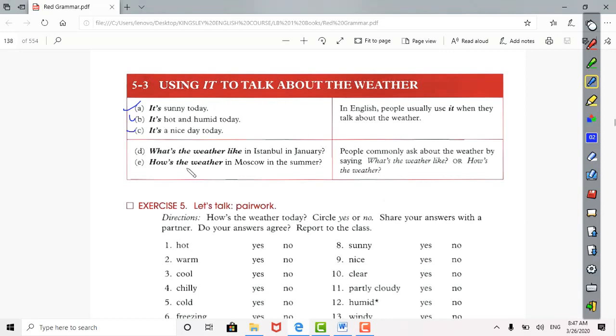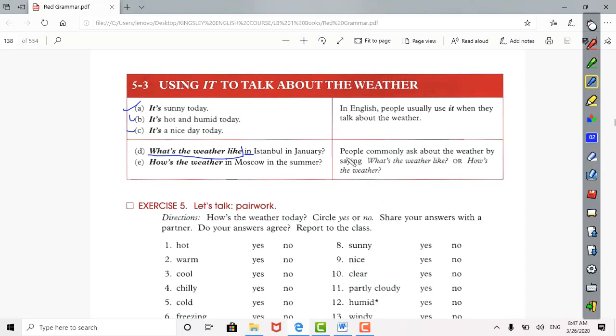Next, this expression can be used when someone asks you about the weather. For example, what's the weather like in Istanbul in January? You can answer, it's sunny in January, or it's hot and humid in January, something like that. Or what's the weather like in Medan in March? You can answer that it's hot or it's sunny in Medan.